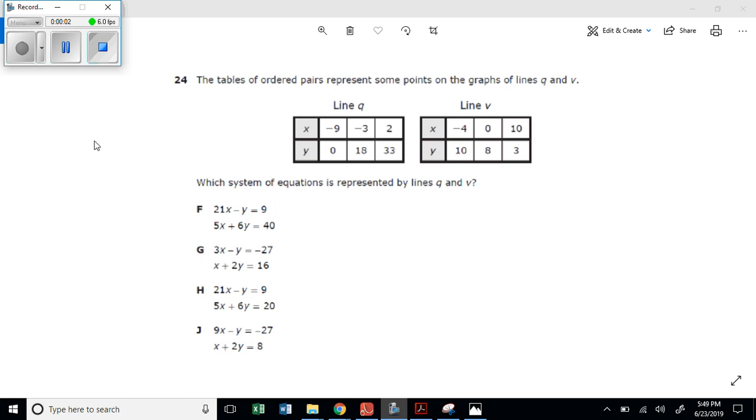This is an example in which we can use our Nspire calculator to solve a system of equations. This problem comes from the 2018 STAAR test. The problem reads, the table of ordered pairs represents some points on the graphs of lines Q and V.